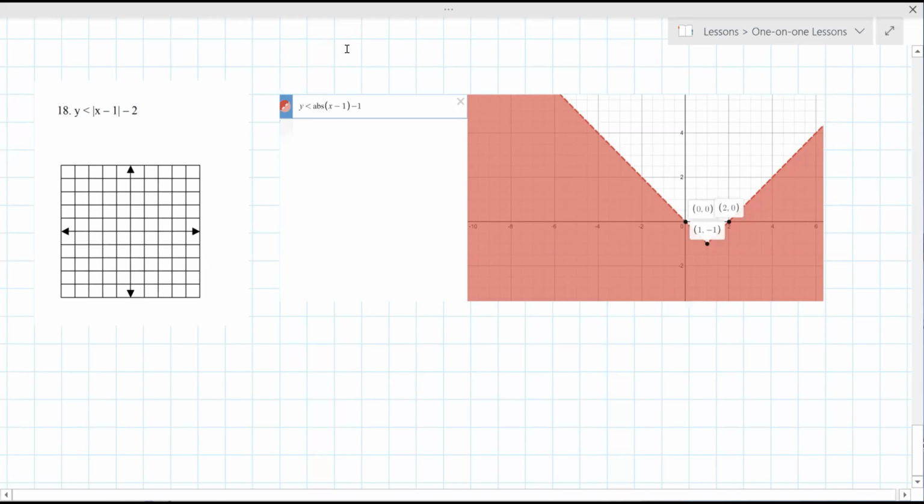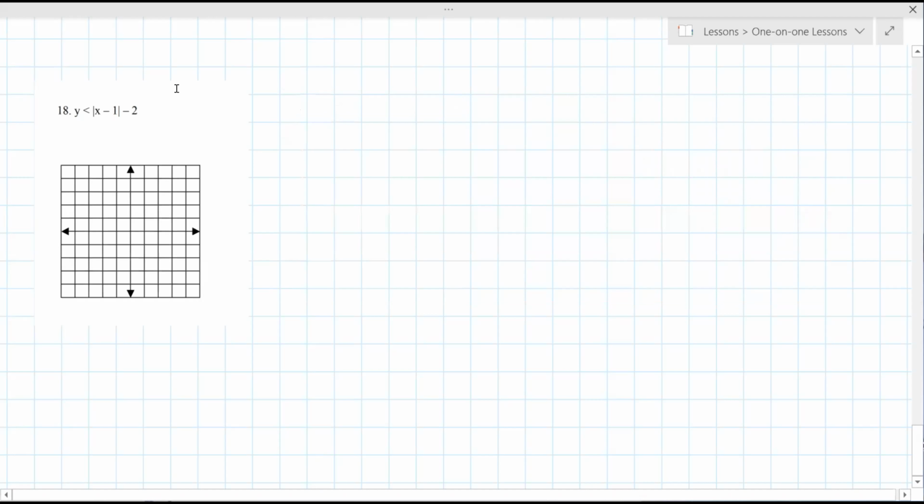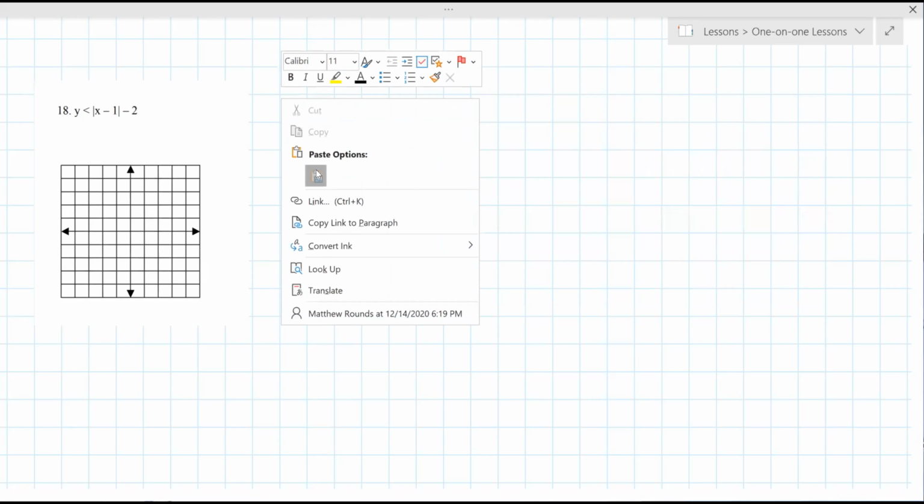Oh, it should be -2. I gave you the wrong graph. It does change these values slightly. So let me re-snip that in for you. I did that the other day as well. Made a huge difference in that problem. Had one number off.